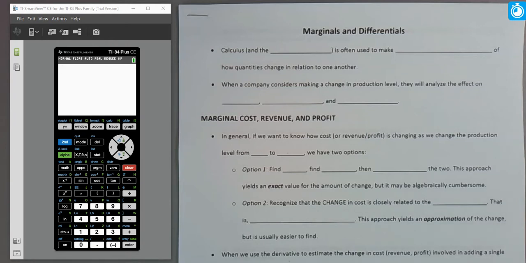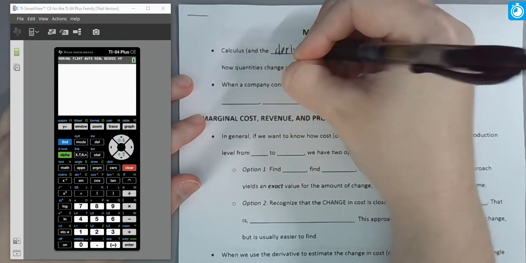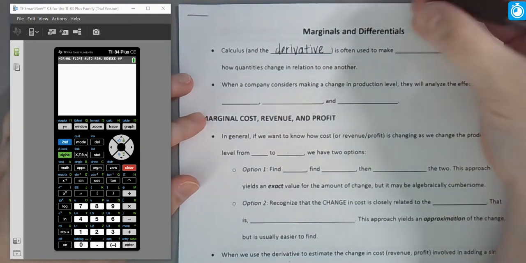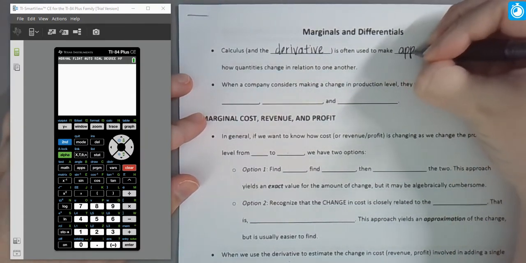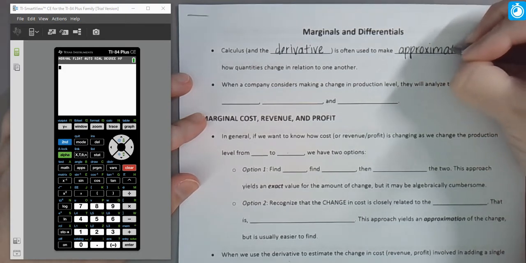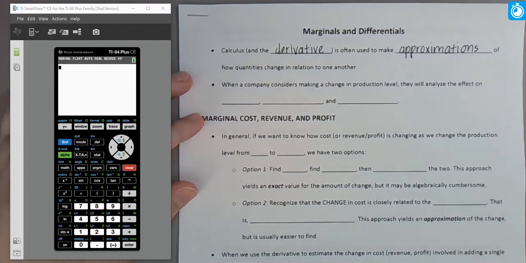So going along that line of thinking about the derivative as representing change, we're going to talk about what we call marginal change and then define what we call a differential. So calculus and the derivative, specifically, what we've been looking at for the past several sections, is often used to make approximations. So not exact values, but approximations of how quantities change in relation to one another.